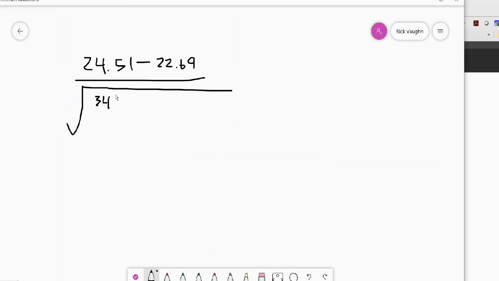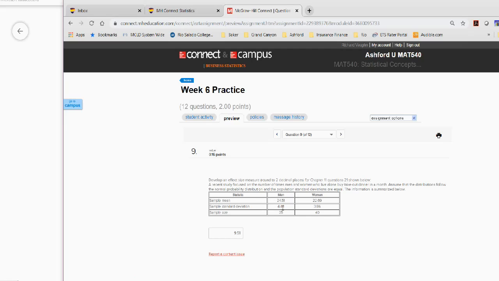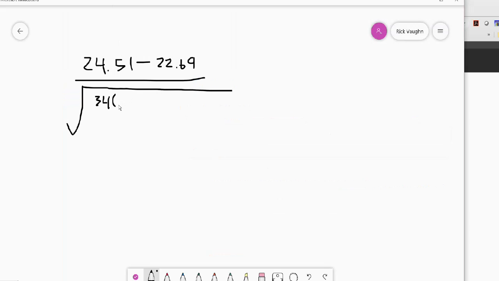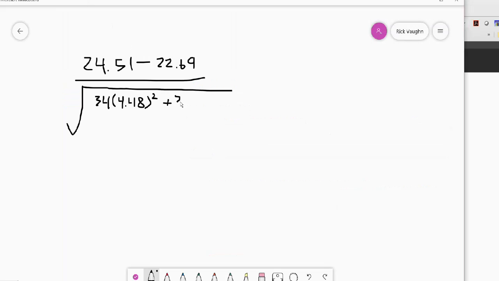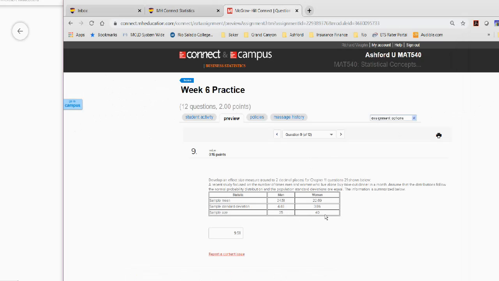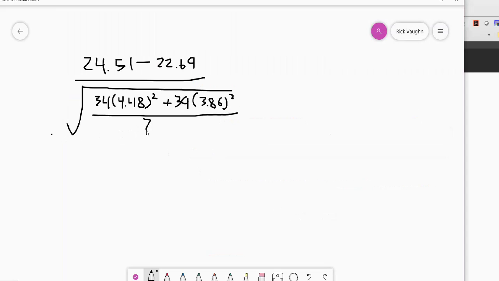And then I need to take the variance of that first group, which is the square of the standard deviation. So I'm going to take 4.48 and square it to get the variance. And then I'm going to take the n minus 1, so that's 40 minus 1 is 39, times the variance here, which is 3.86 squared. And then on the bottom, I'm going to add the two n's together. So I have 40 plus 35 is 75.